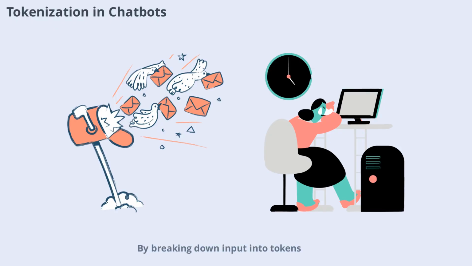Chatbots rely on tokenization to understand and respond to user messages. By breaking down input into tokens, the model can interpret intent and generate appropriate replies, making conversations feel natural and intuitive.